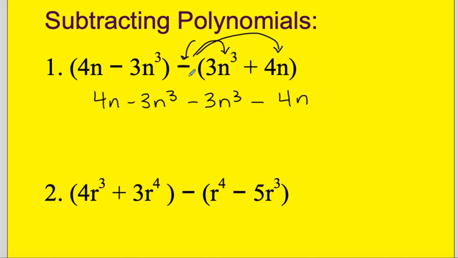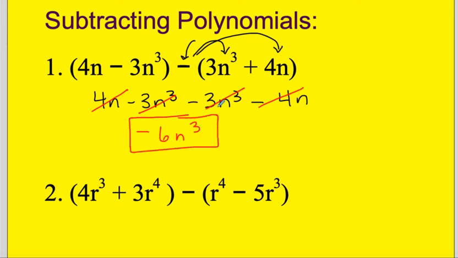All right, now let's get those like terms together. So we have negative 3n cubed and negative 3n cubed, which is going to give me a negative 6n cubed. And then I have 4n minus 4n. So I have a positive and negative. Those are opposites, so those simplify to 0. So when I subtract these polynomials, I'm just going to get negative 6n cubed.